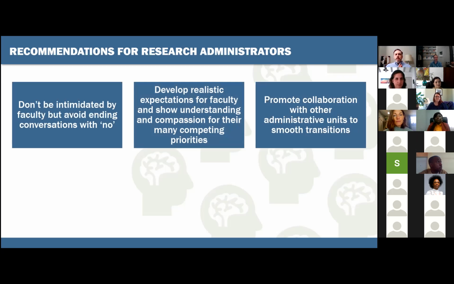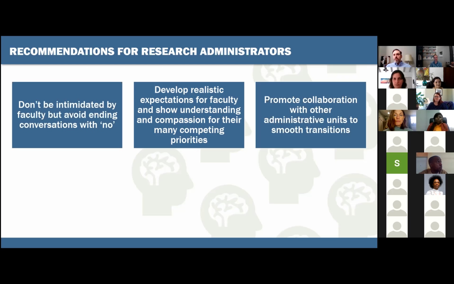Don't be intimidated by the faculty. Even the folks that I work with here, who work with researchers day in and day out, can be afraid to talk to them. I would just say, don't be afraid to talk to them. Make sure that communication is two directional, that you're communicating with them as much as you'd like them to communicate with you, but avoid ending conversations with no, right?